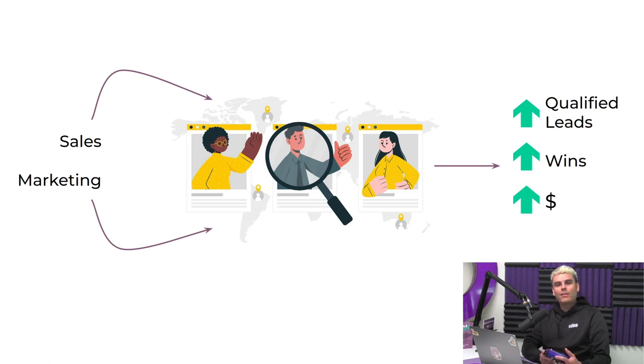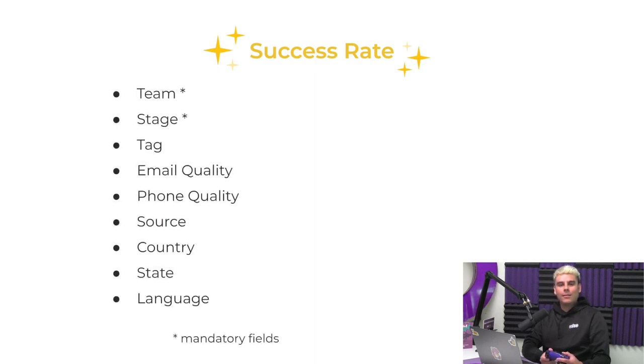And why? Because we sometimes refer to a lead score as its success rate, which is the probability of success for this opportunity. Now, the success rate is calculated based on the successes and failures, or wins and losses if you remember, of the related opportunities in your CRM. So Odoo takes into account any of these key variables when calculating the success rate.